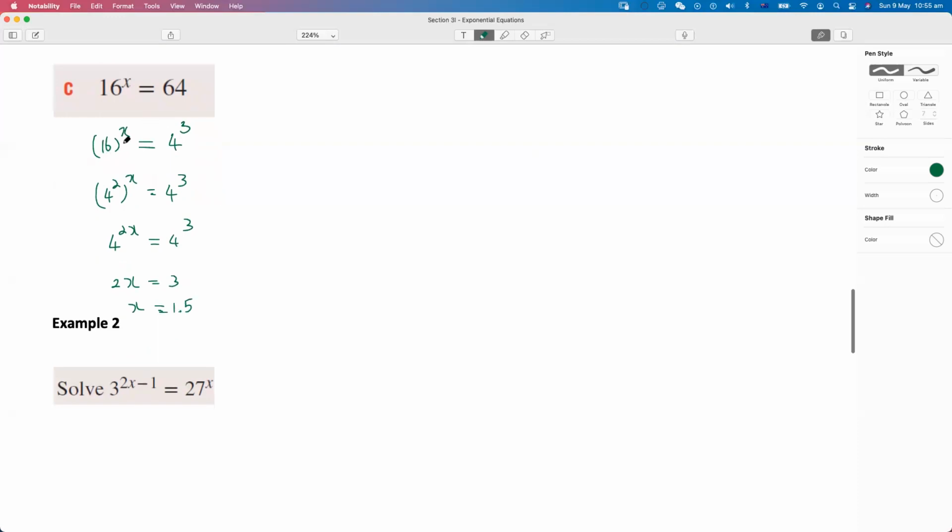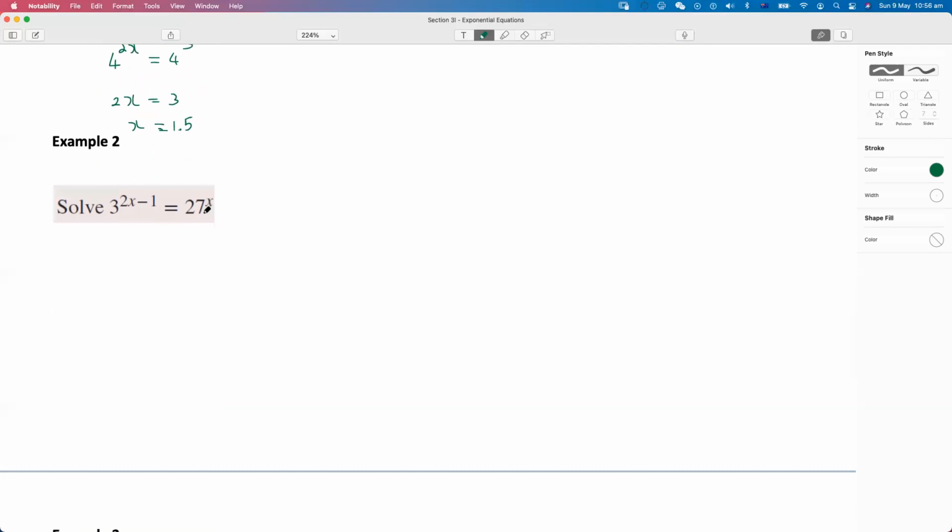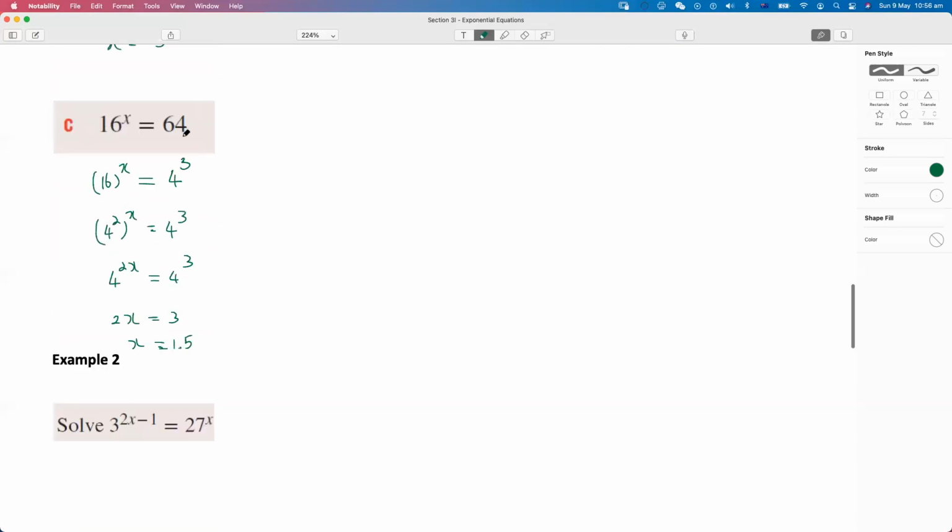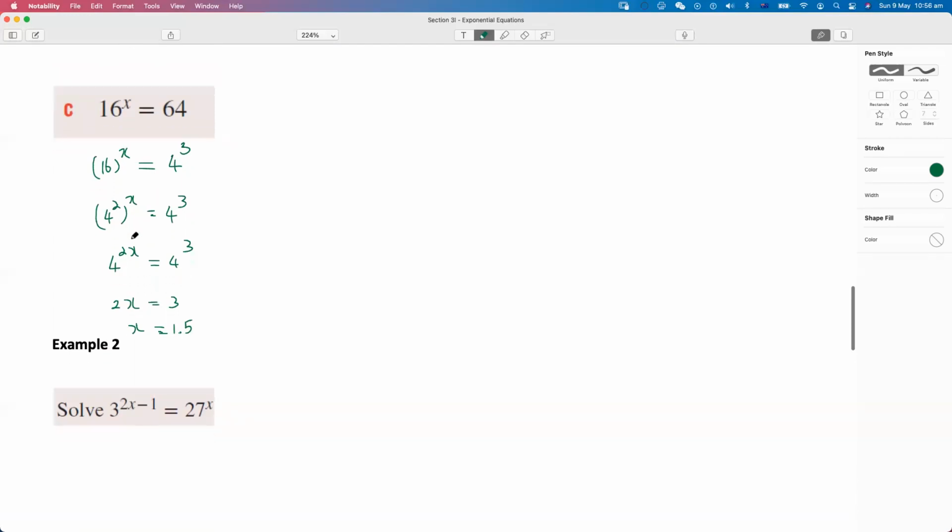Now, you might be wondering why we can't just make it a 16 something. Because 16 to the power of 2 will give you 256, which is so much larger than 64. So we have to change it to 4. All right. But to be honest, if you've seen this question once, you'll be fine in the future because you realize that we're going to use 4 instead of just 16.